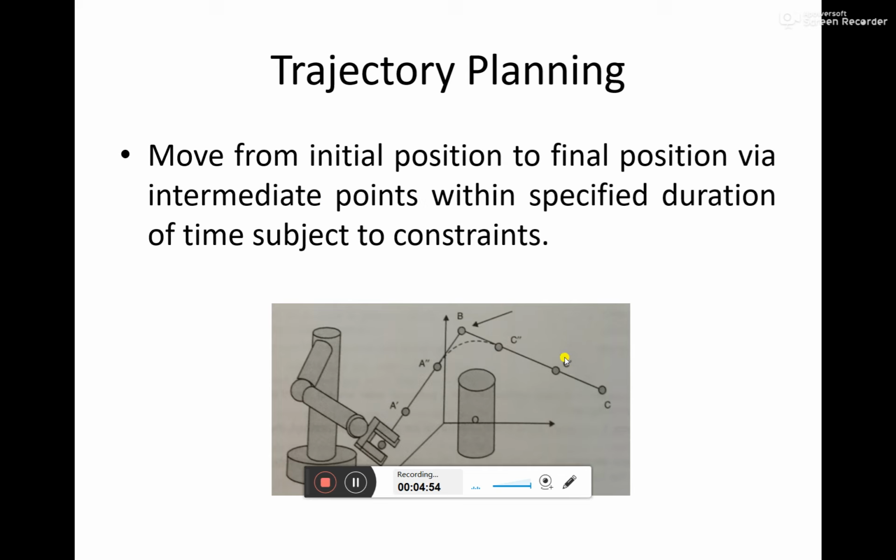That's why trajectory planning is always moving from the initial position to the final position via intermediate points within the specified duration of time, subject to the different constraints. That is trajectory planning.